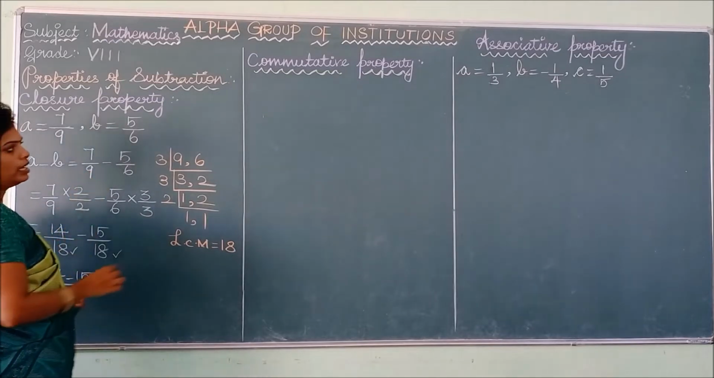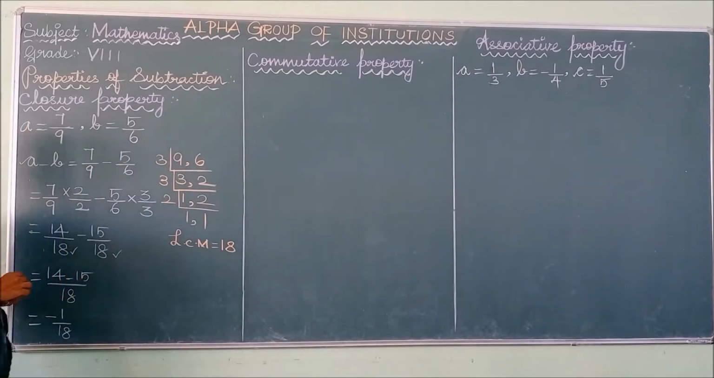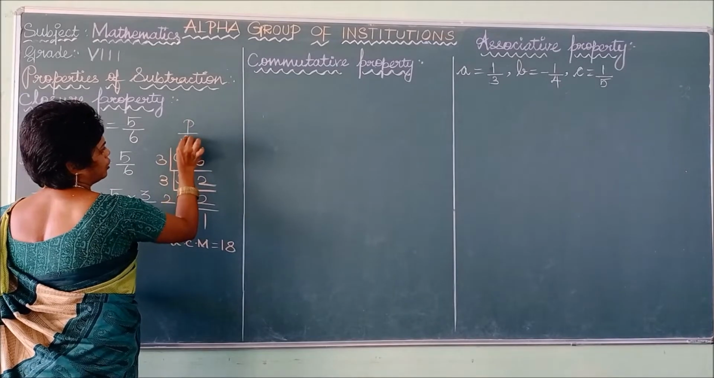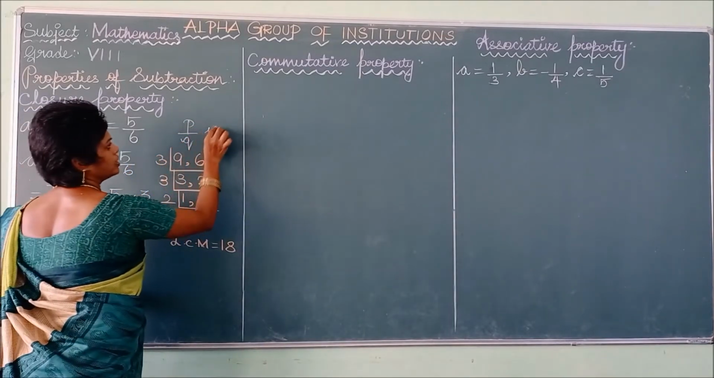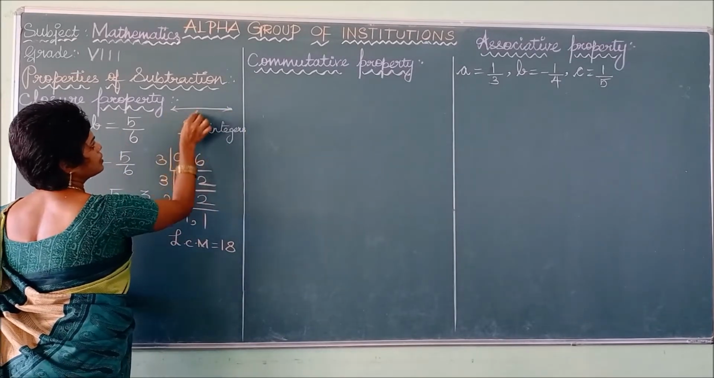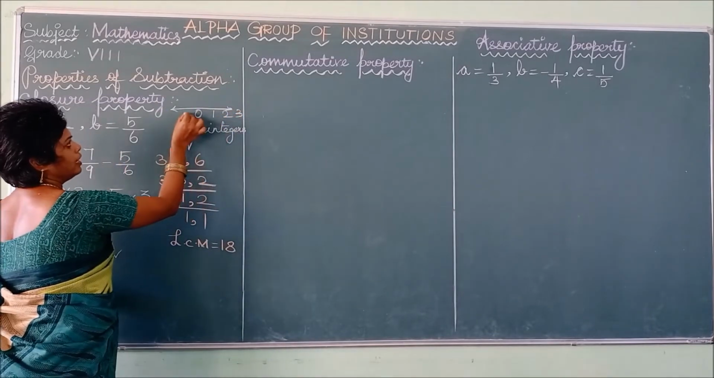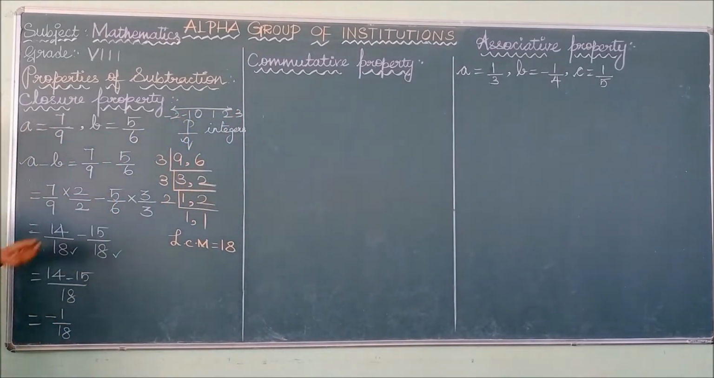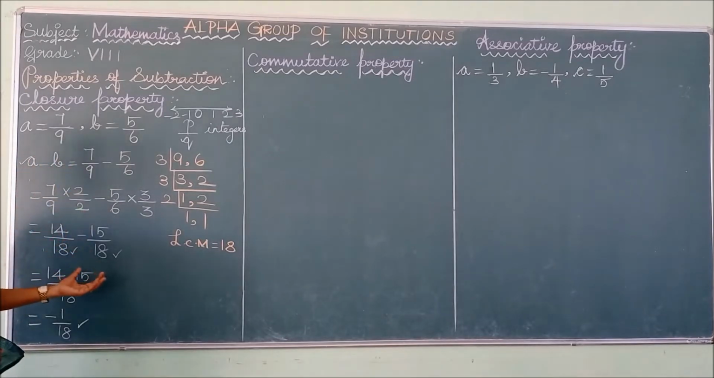You already know that a rational number is in the form of p by q, where p and q are integers. Integers you can draw on a number line with 0 at the center, positive values on the right side, negative values on the left side. So if it is in the form of p by q, both positive and negative will come. So this satisfies the closure property. Closure property means you take any two rational numbers and find the difference. If the difference comes under the rational numbers, this property is satisfied. So first we have solved the closure property.